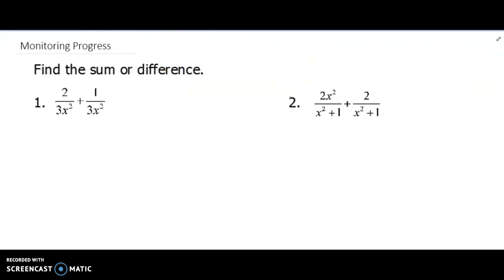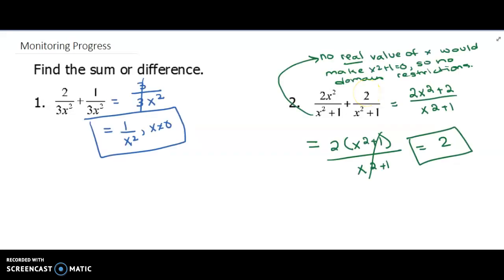I encourage you to do this monitoring progress really quickly, so go ahead and pause this video, work these out, and then I'll show you the answers so you can check yourselves. All right, so this is what you guys should have gotten. One thing I want to note is that over here on number 2, there's no real value of x that would make x squared plus 1 equal to 0. Those would be imaginary numbers, and therefore we don't have to restrict the domain.